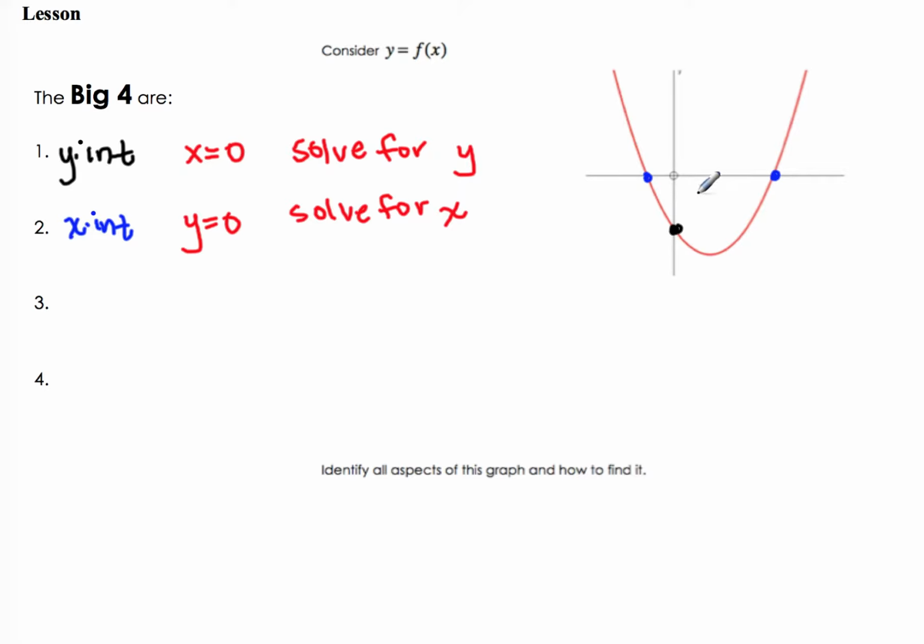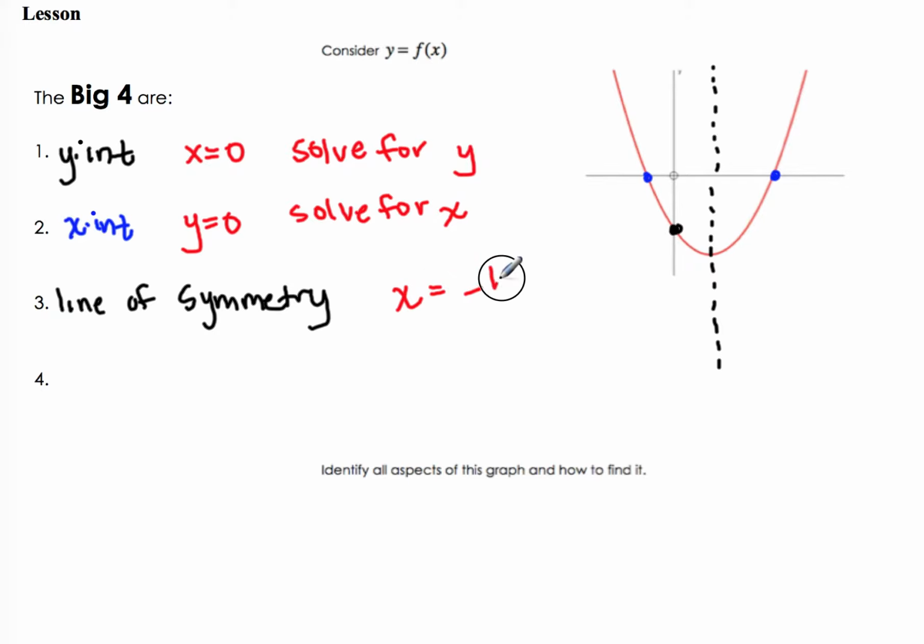Another important characteristic is this famous line right down the center. If you fold your quadratic in half, it's symmetric about this line. This is known as your line of symmetry. Your line of symmetry is found from a quadratic function by taking its vertical line, so the equation will be x equals negative b over 2a.